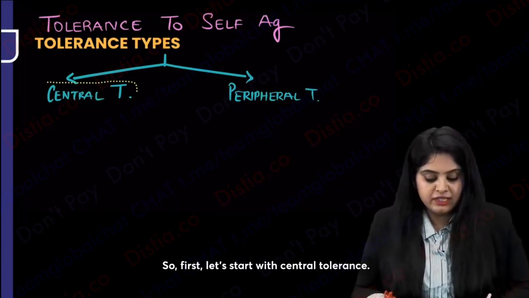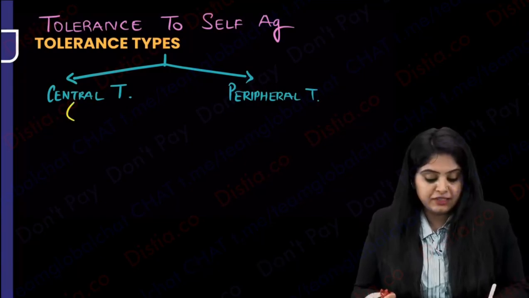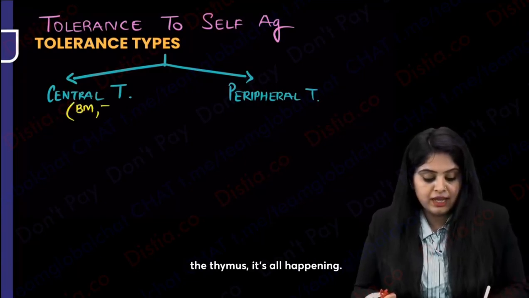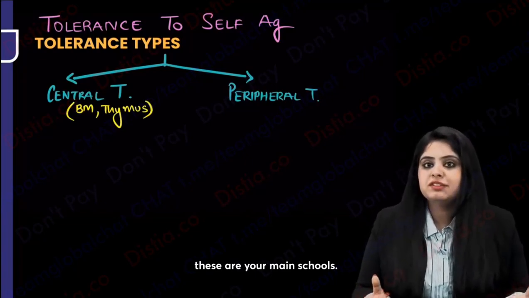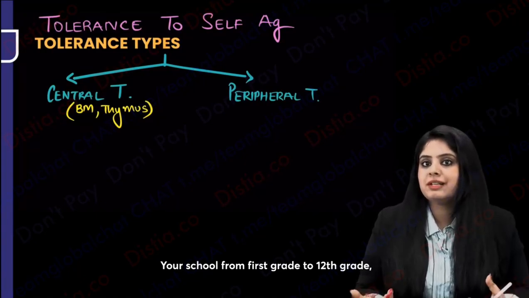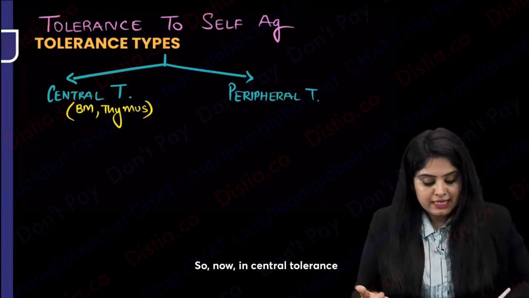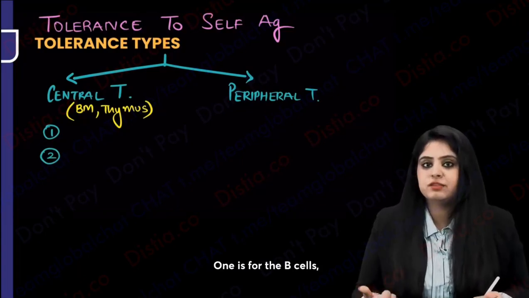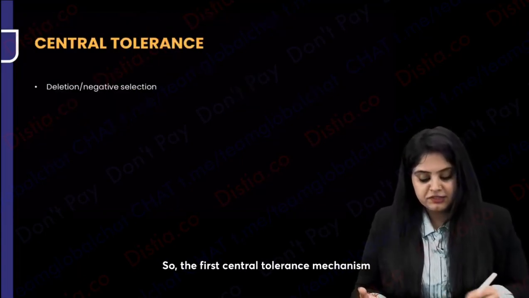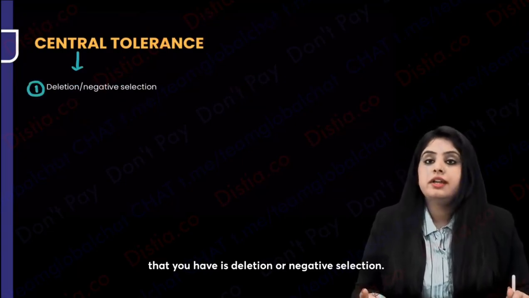So first let's start with central tolerance. Central, why did I call it central? Because it is happening in the central organs like the bone marrow and the thymus. So these are your schools. These are your main schools, right? Your school from 1st grade to 12th grade, bone marrow and thymus is that school. Now in central tolerance, we have two mechanisms. One is for the B cells, one is for the T cells. So the first central tolerance mechanism that you have is deletion or negative selection.